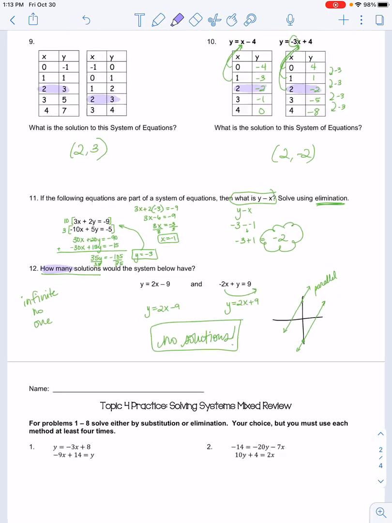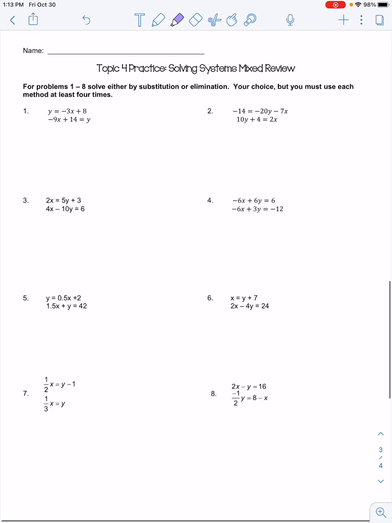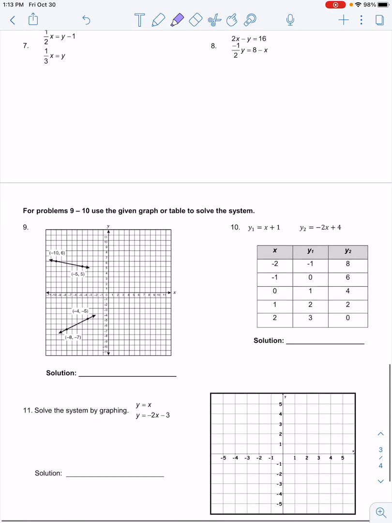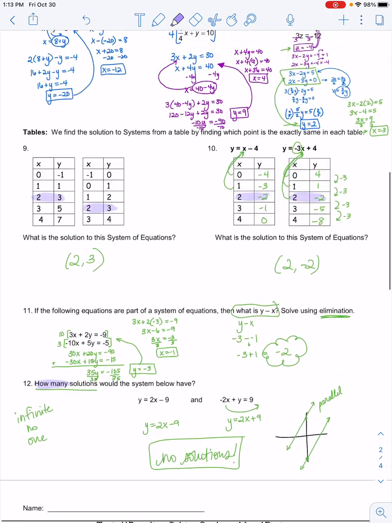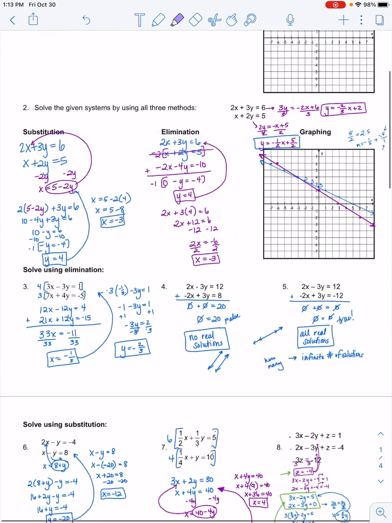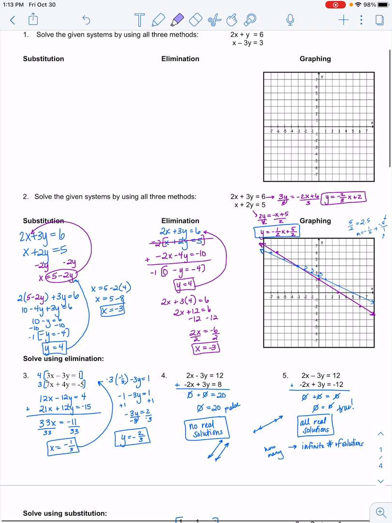Okay, so you've got a practice that really, again, you can tell is just helping you work through the different methods and make sure you understand all three. Please make sure you reach out to your teacher if you have any questions about any of the different methods, because you will need to be able to understand how to do all three fluently.